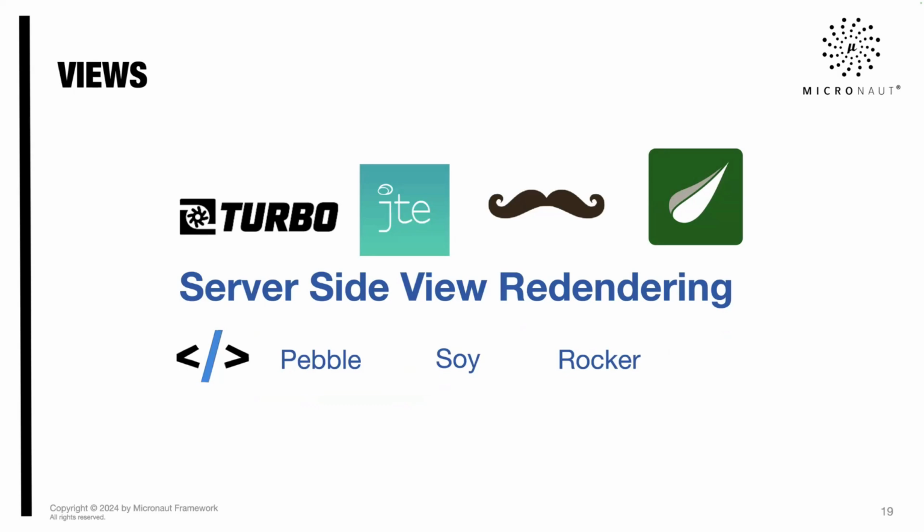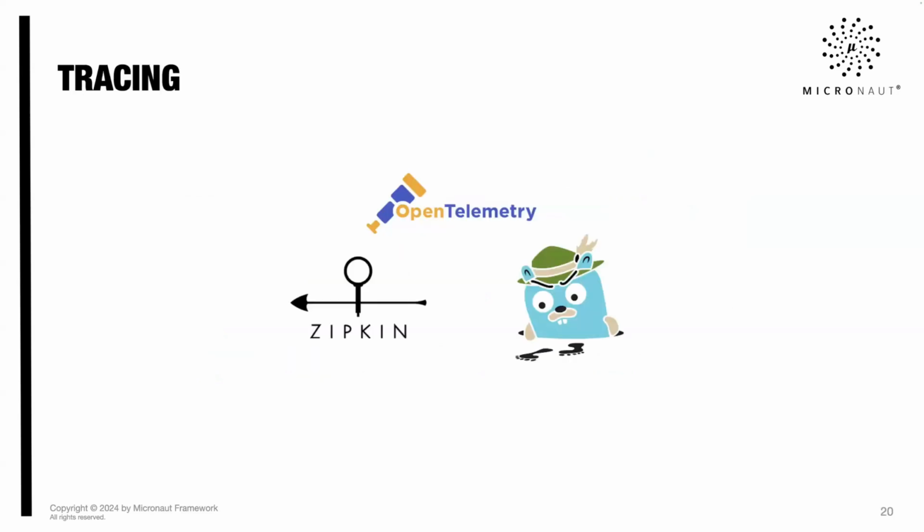In terms of views, which is a model that I like a lot, this is the model that you will use to render server-side HTML. We support things such as Turbo and HTMX, but we support many template rendering engines such as Thymeleaf, Pebble, Soy, Rocker, JTE. So all the new kids on the block and the old ones. So for example, we support also Apache FreeMarker, Velocity. So completely agnostic in terms of views technology.